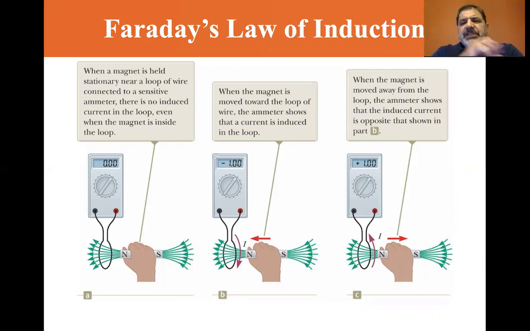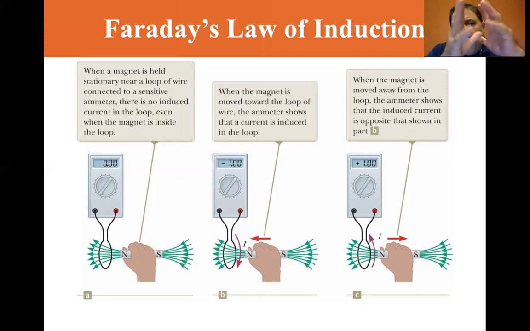Now, if that magnet were still, there would be no current induced in the loop. That shows it in that first A. When a magnet is held stationary near a loop of wire connected to a sensitive ammeter, there is no induced current in the loop, even when the magnet is inside the loop. Now, when the magnet is moved toward the loop of wire, the ammeter shows that a current is induced in the loop. When the magnet is moved away from the loop, the ammeter shows that the induced current is opposite that shown in part A.